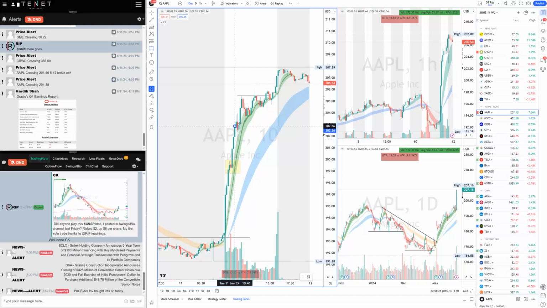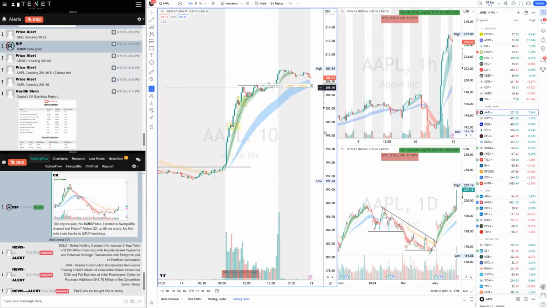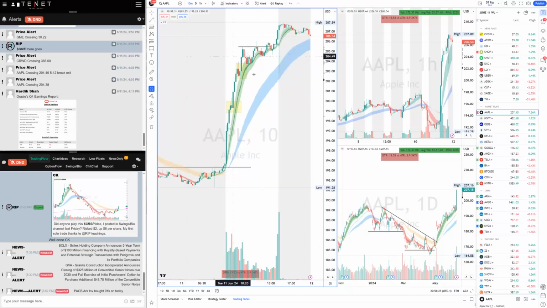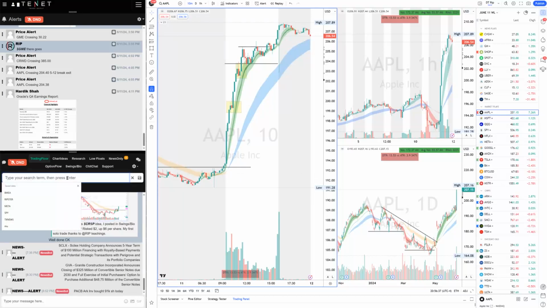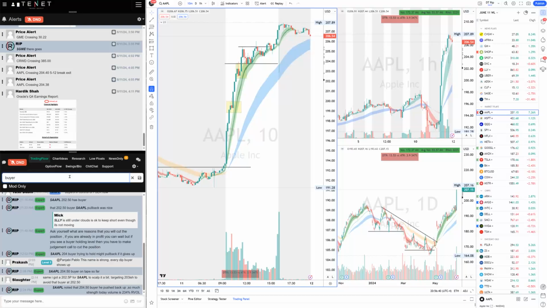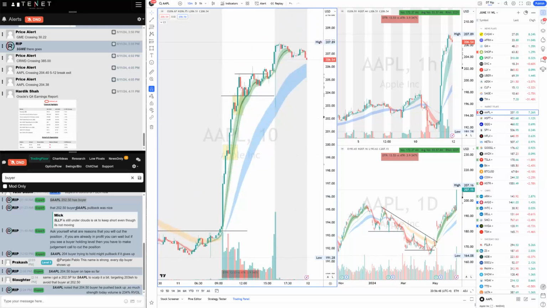And then we push to our next targets, and then you see another flag. And after that, you find the levels where you see somebody, a bidder, buying it. So this is another level to buy. Let me show you something I was talking about on the trading floor. I was all day talking about a buyer that was on Apple. You see, there's an Apple 202.50 buyer. So when Apple pulled back right here, I was saying there's a buyer.